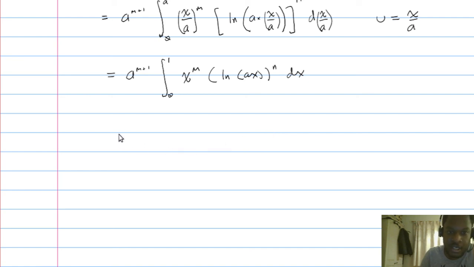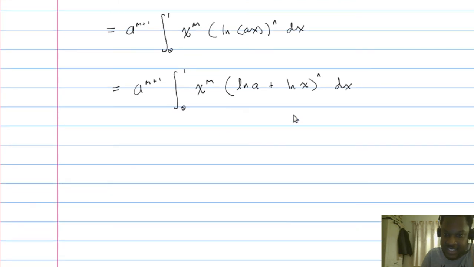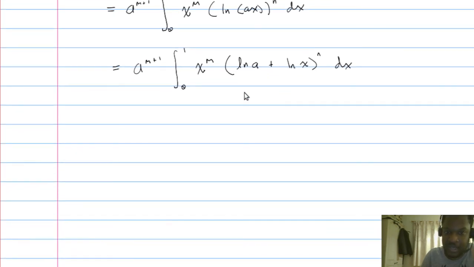Okay, very good. So now I'm going to write this as a to the m plus 1 times the integral. Now you might think we're done, but this ax is our worry here, and I'll show you what to do about it. That's x to the m times, well, we have the natural logarithm of a plus the natural logarithm of x. And I think you can probably see where we're going with this. This here is kind of like a binomial, something we can expand. It is a binomial, so we can just expand it.